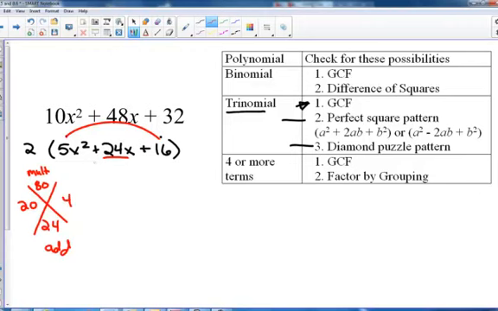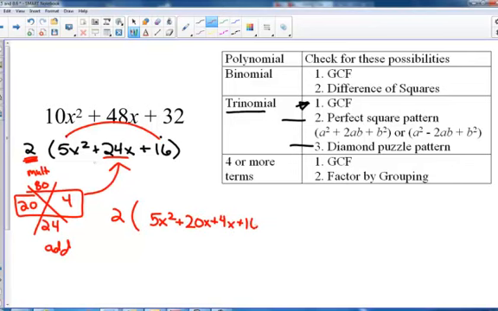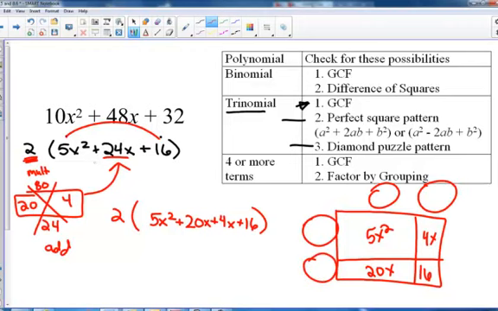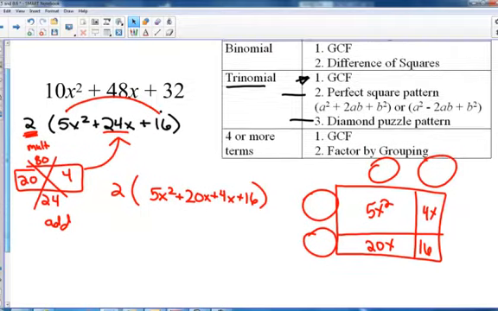So I'm going to either do this by grouping now or make the box. So you can either rewrite this whole problem, now don't lose your 2 here, as 5x squared. Instead of the 24, we would have 20x plus 4x plus 16. Or you can draw your box. With your 5x squared, your 16, and then one of these is a 4x and one is a 20x. Both of these will give you the same answer. It's a good way to test yourself, to check yourself.